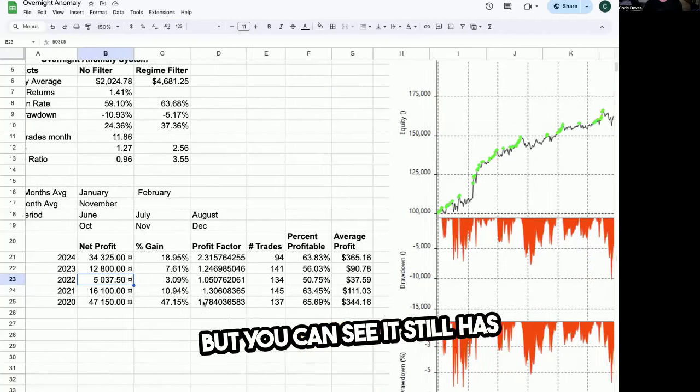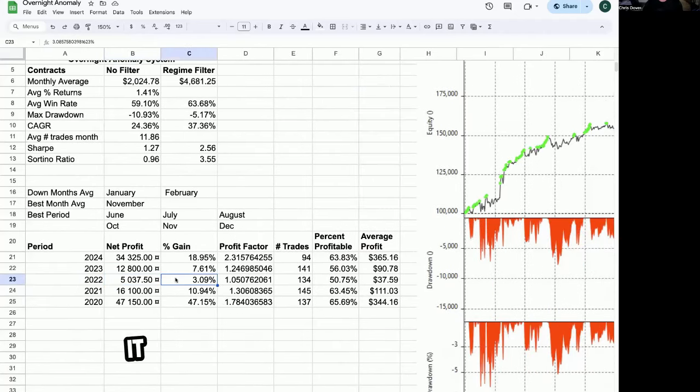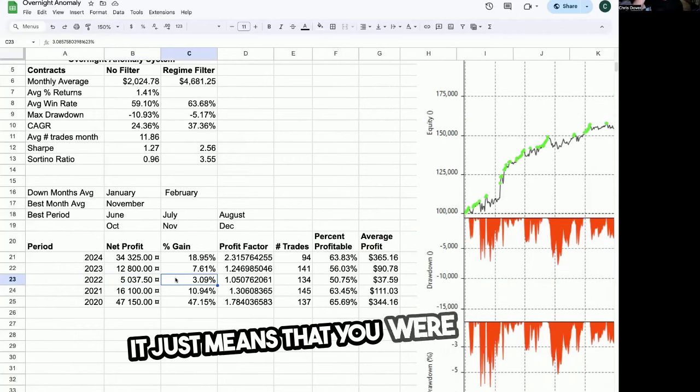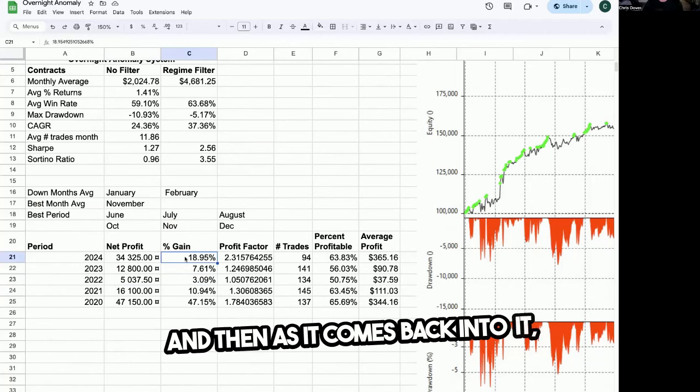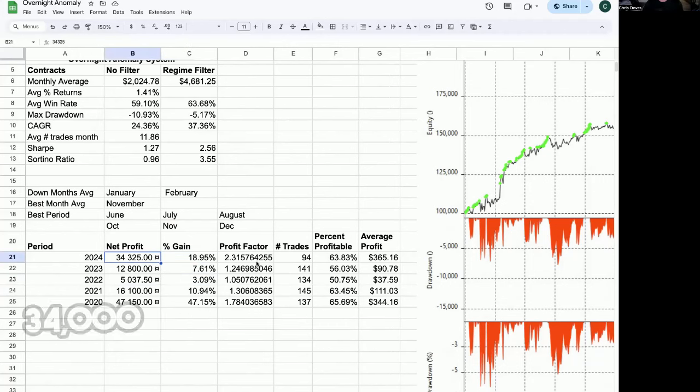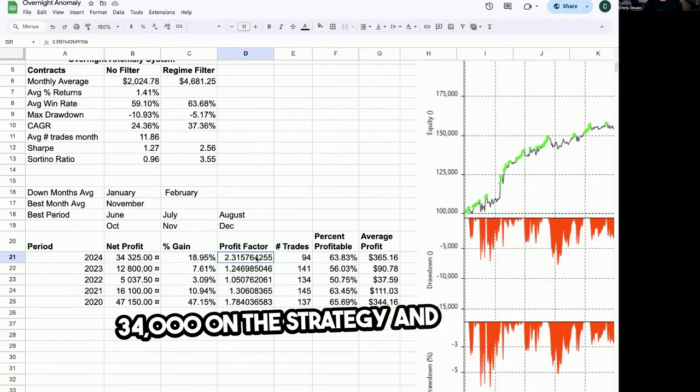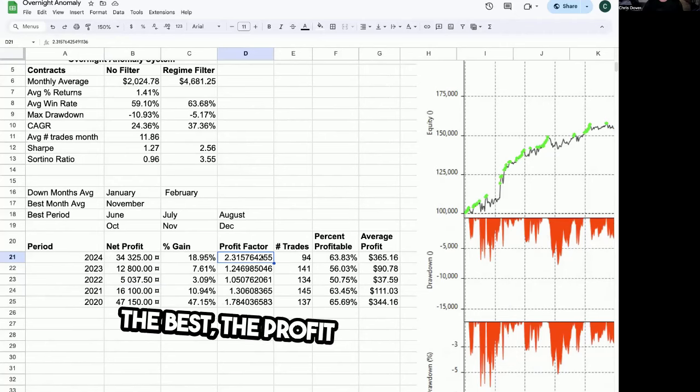But you can see it still has a positive edge. It still made money. It just means that you were frustrated for a long period of time. And then as it comes back into it, so far this year in 2024, we're up $34,000 on the strategy. And it's actually performing the best. The profit factor is the highest.